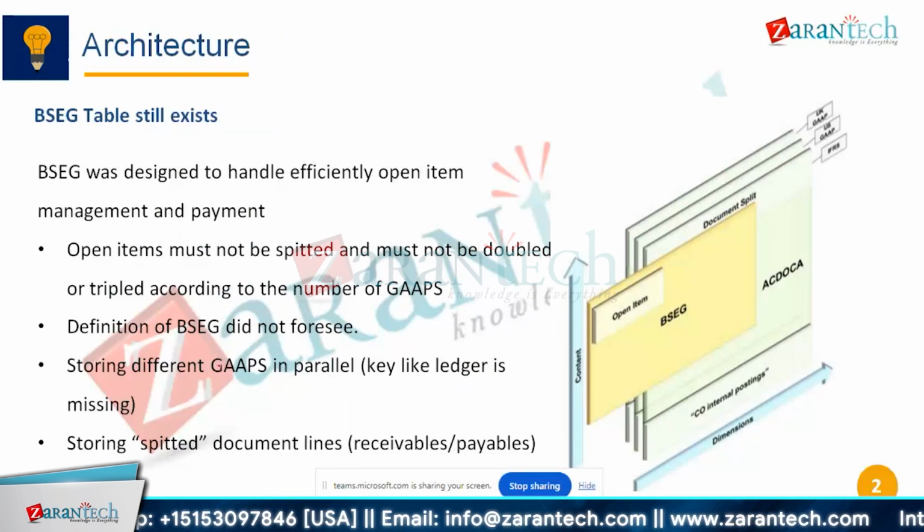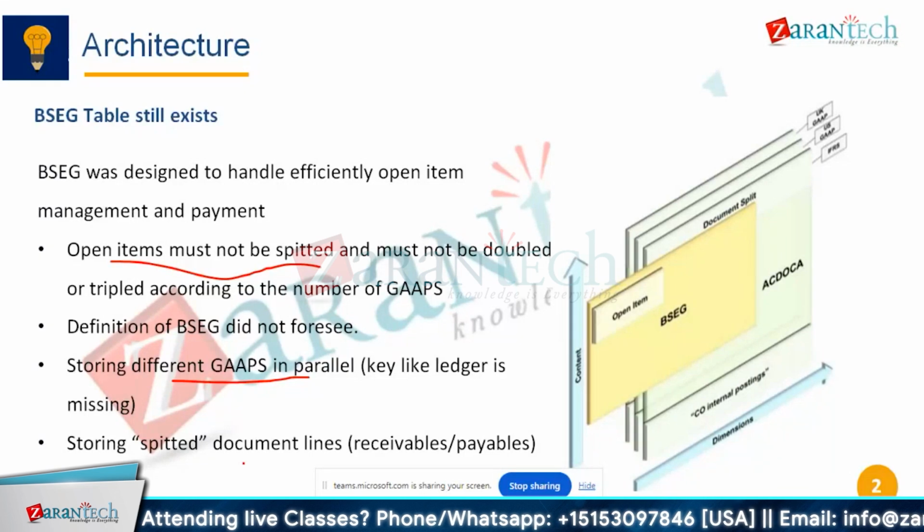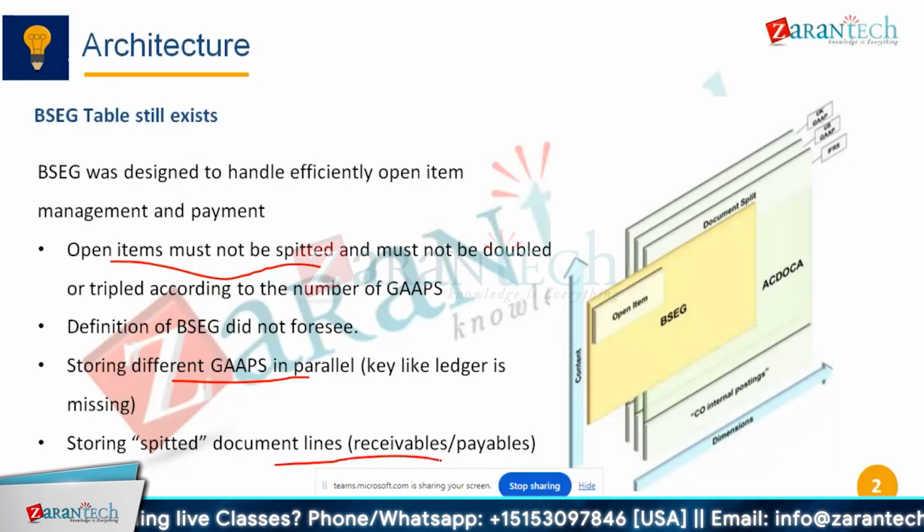BSEG table still exists. BSEG was designed to handle efficiency of open items. Open items must not be split and must not be doubled. Report according to the number of gaps. So the definition of BSEG did not foresee storing different GAAPs in parallel. Key like ledger is missing, so ledger is not available in the BSEG table. Storing document lines, split document lines, and so on.